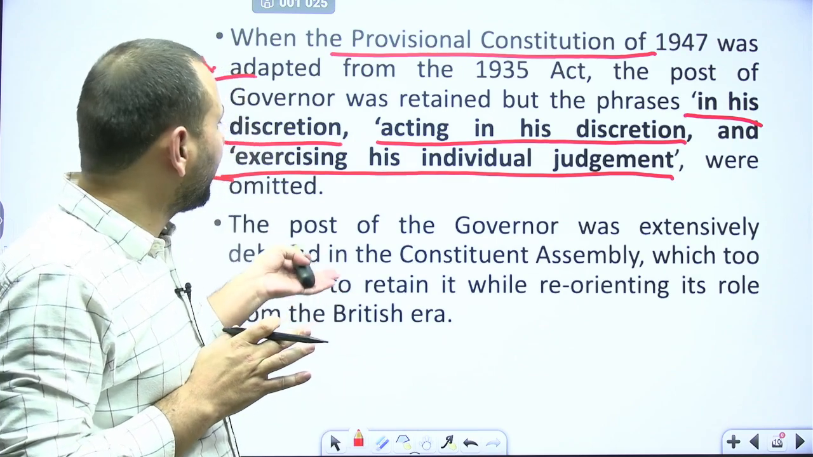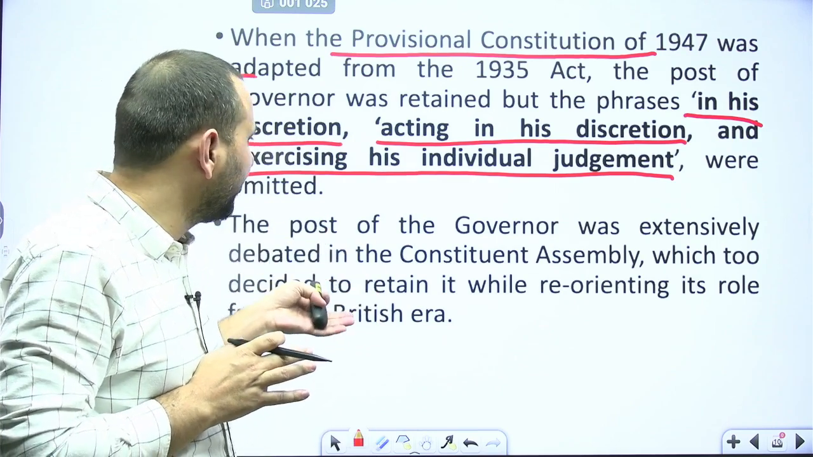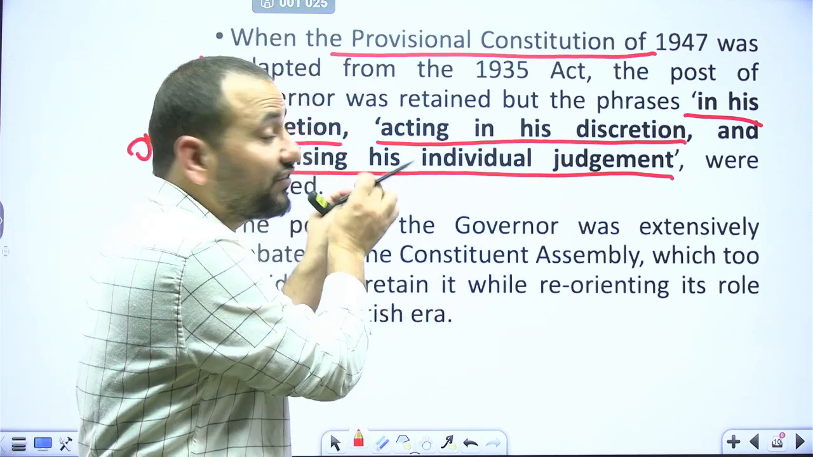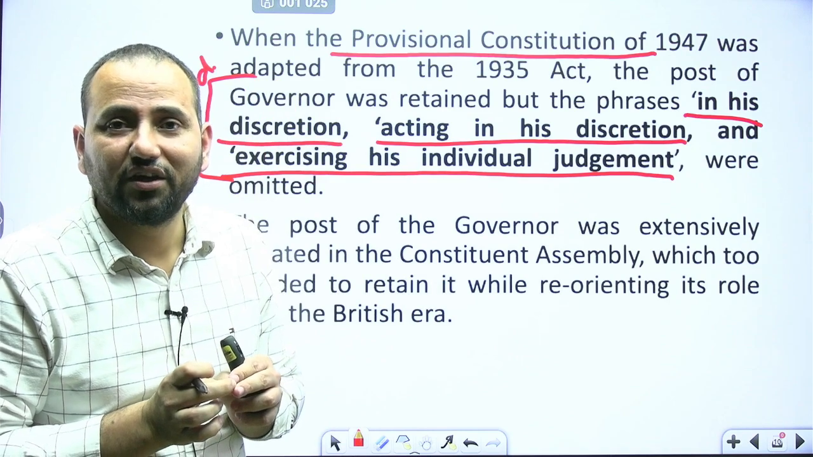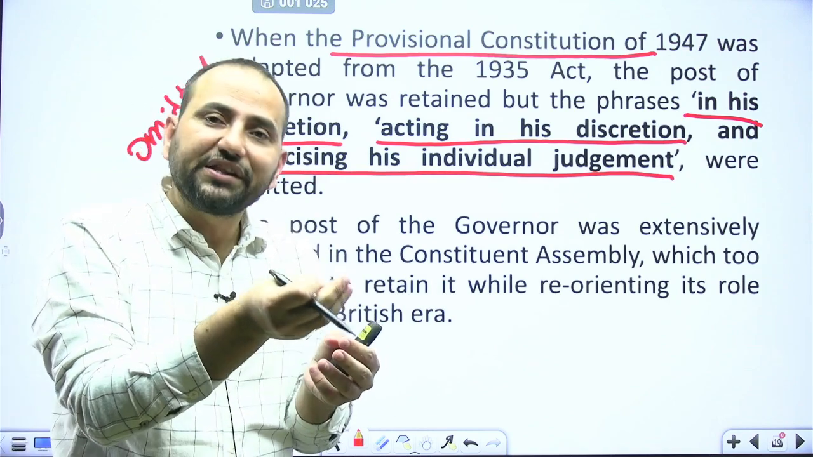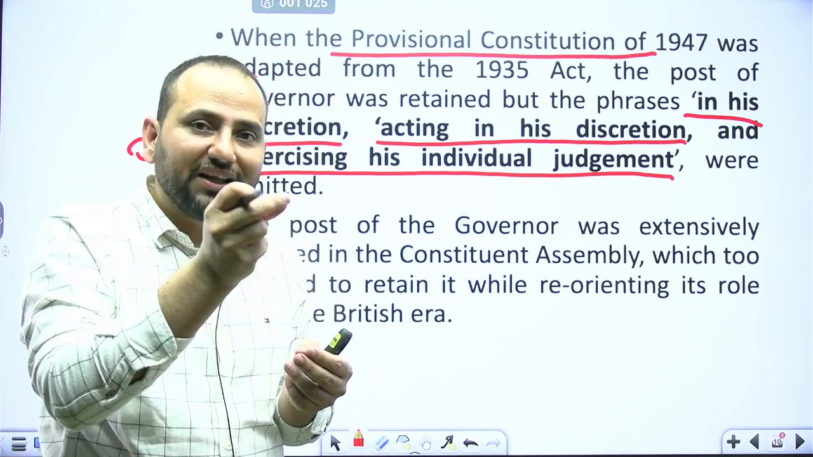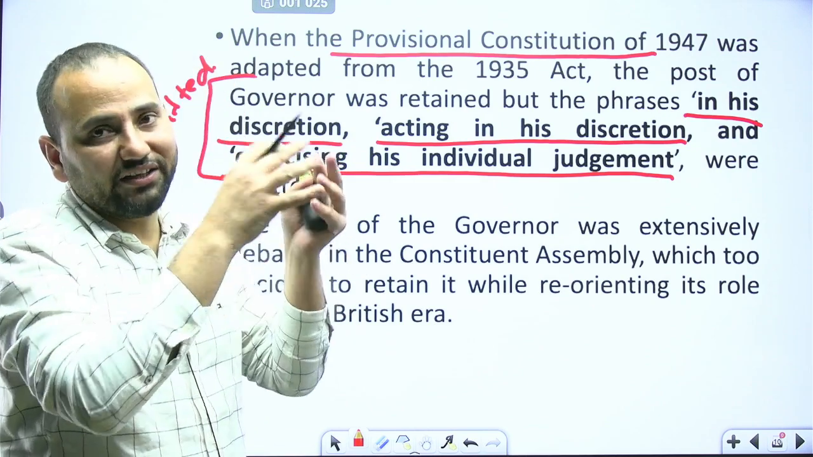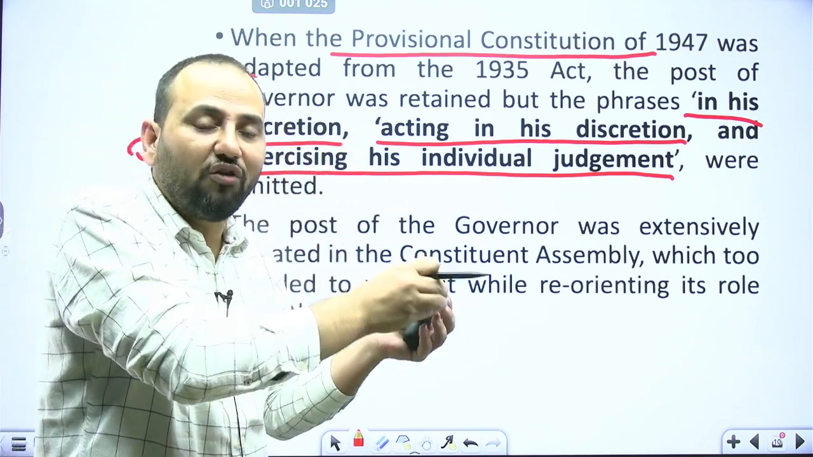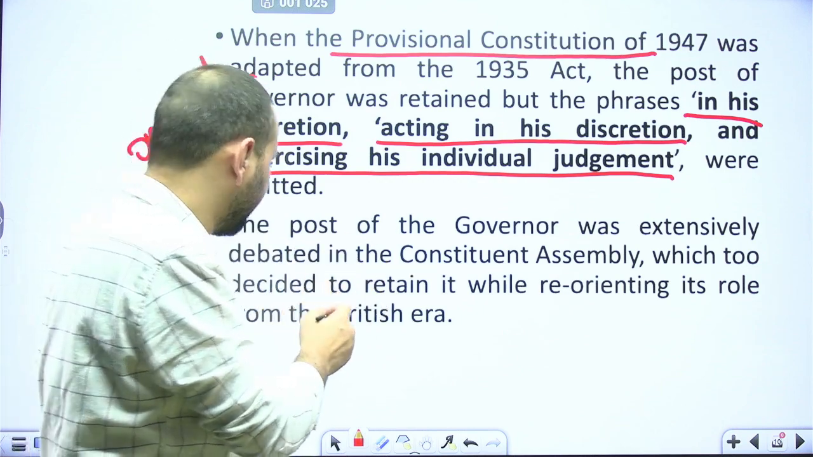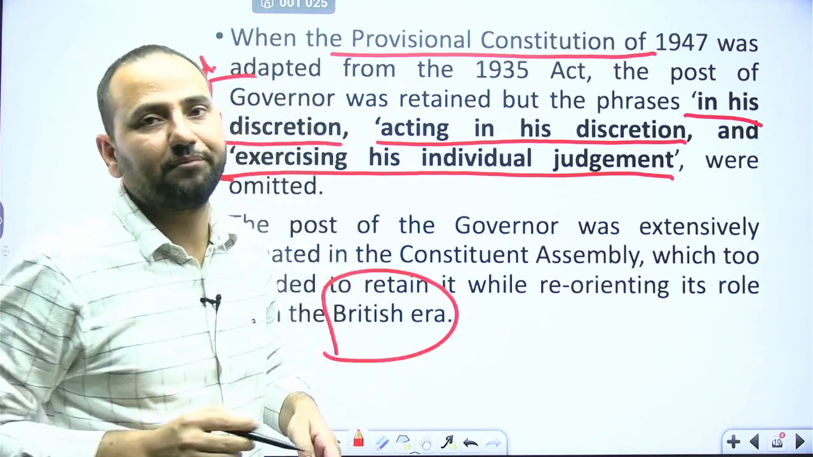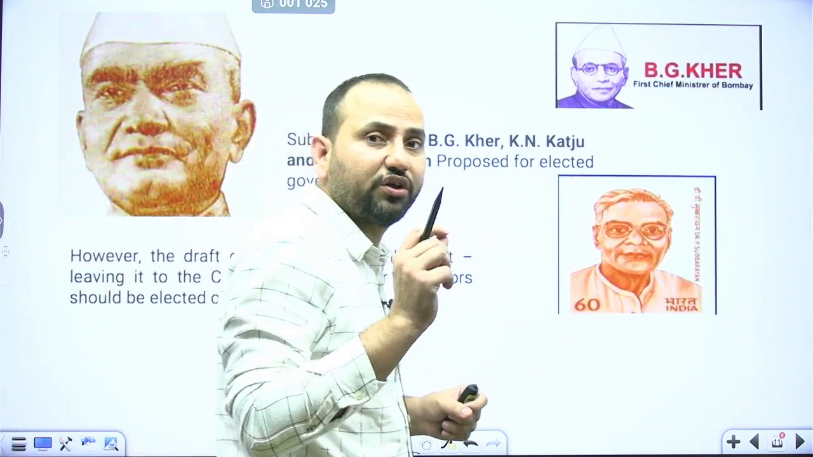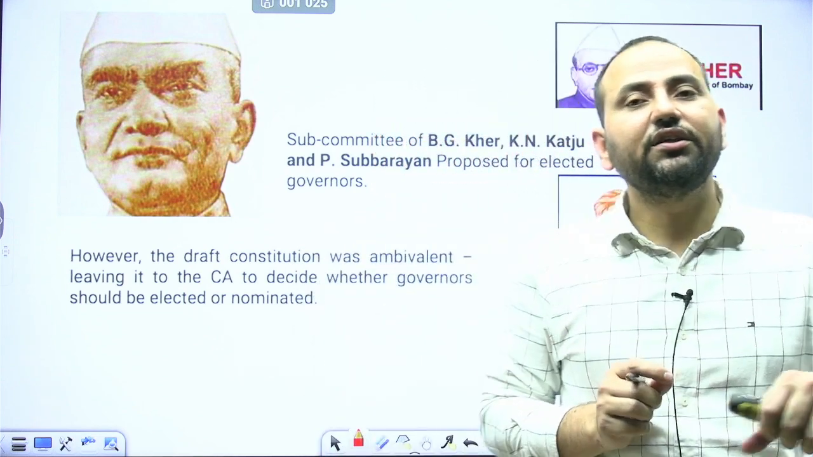If you move forward into this concept, we have to understand very clearly that there were a lot of debates in the Constituent Assembly with reference to the structure of the office of governor. The Constituent Assembly adopted this structure of the office of governor on the lines of the Government of India Act 1935, but it restructured and reoriented the office, and it did not have the same structure which was there in the British era. That is why we have to understand this whole debate associated with the office of governor in the Constituent Assembly.